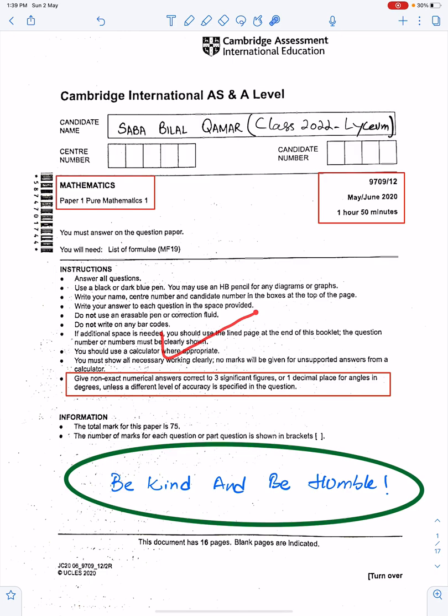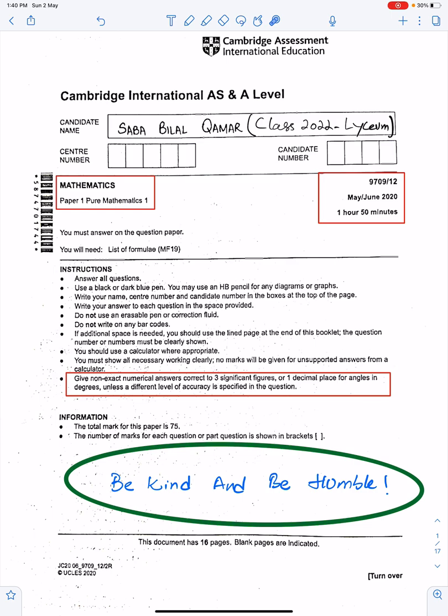Well, all these instructions are very important, especially this last one. Give non-exact numerical answers correct to three significant figures or one decimal place for angles in degrees, unless a different level of accuracy is specified in the question. We must follow these instructions. An important advice for me and for everyone: we should be kind and we should be humble. Two important tips to solve the paper in a good way.